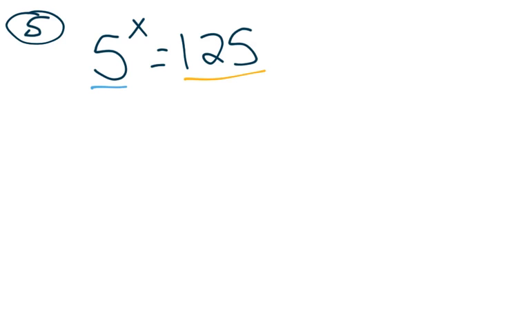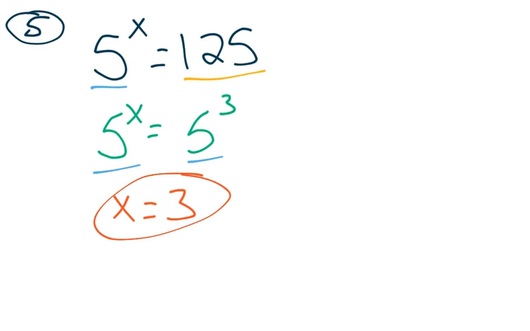Okay, the base that they have in common is 5. So we can make this 5 to the x is equal to, well, how could we rewrite 125 using 5 as a base? The answer there is 5 to the third power, because 5 to the third power is 125. Because now we've got the same base, 5, we can just set the exponents equal to each other, x equals 3, and we're done. There's nothing to solve for with number 5.